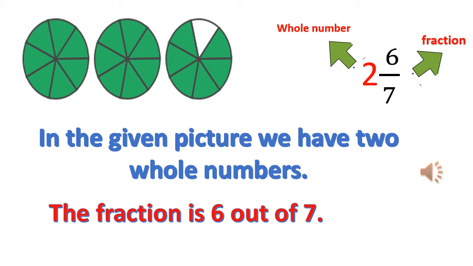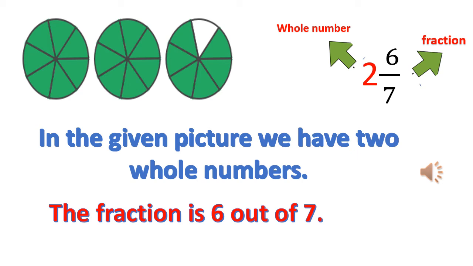Let's go to the next slide. We can see that we have 3 circles here. How many circles are shaded completely? The first 2 circles are shaded completely. So, 1 circle, 2 circles. So, the whole number here is 2.